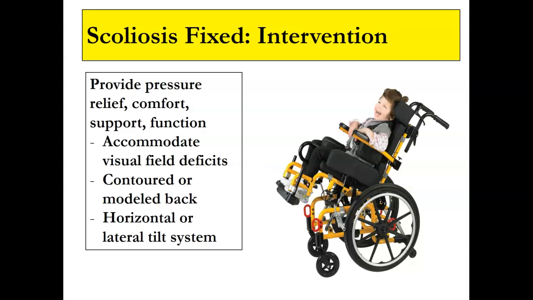If it's fixed, we're compensating. Again, we're thinking tilt in space, a contoured or modeled back, horizontal, different kinds of tilt systems. They can engage and see the world.